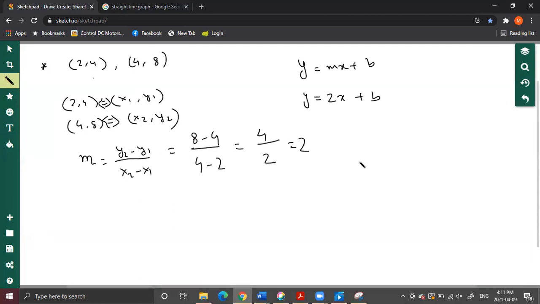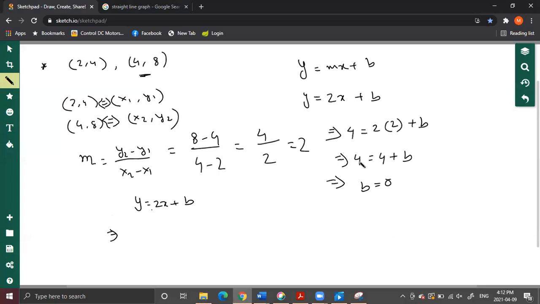So first one, if we take 2, 4 as x1, y1, we just substitute that in the equation. So y is equal to 4 and x is equal to 2. And we solve for b. So we get b is equal to 0. Okay, and if we take the other point, we'll be getting the exact same result. So we again write down the equation y equals 2x plus b, and if we use this point 4, 8 instead of 2, 4, we will get the same result.